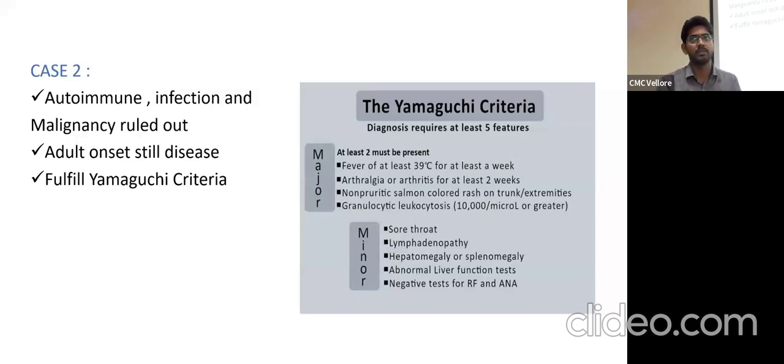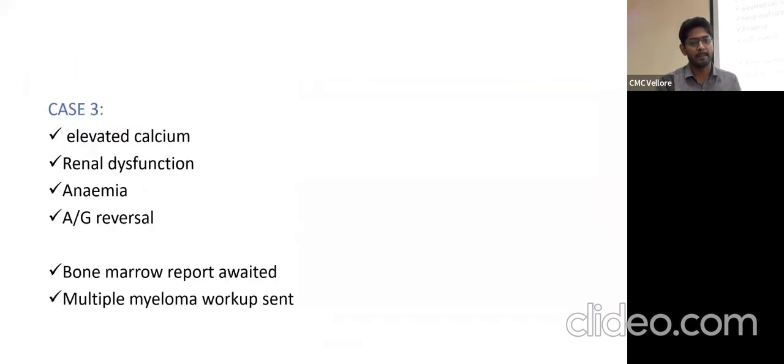In our patient, the leukocytes were 22,000, and he also had the minor criteria of sore throat and negative tests for rheumatic fever and ANA. So he fulfilled the Yamaguchi criteria. He was diagnosed as adult onset Still's disease, and he was treated with NSAIDs and methotrexate. The case 3 is still under evaluation.